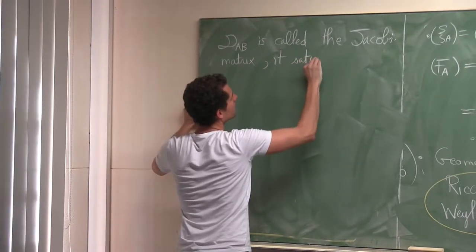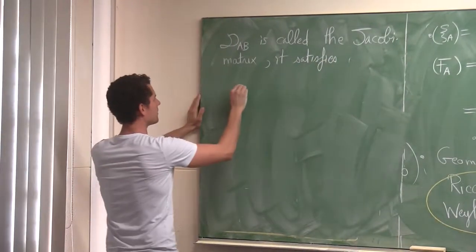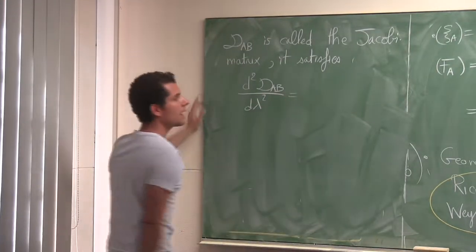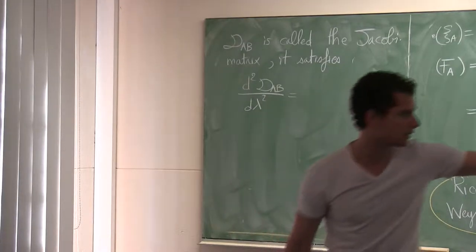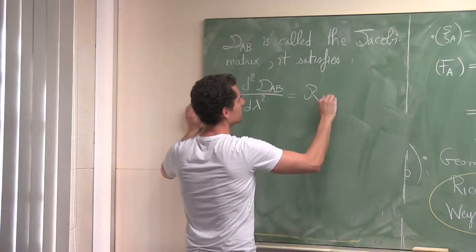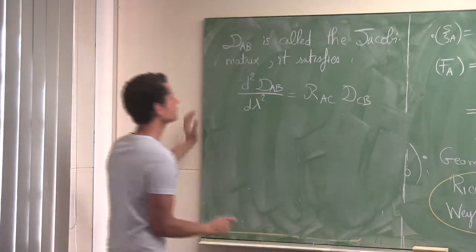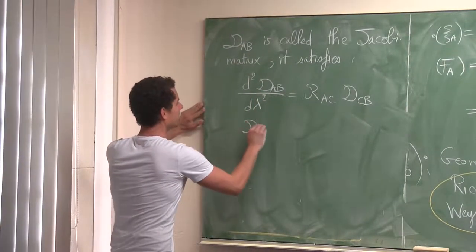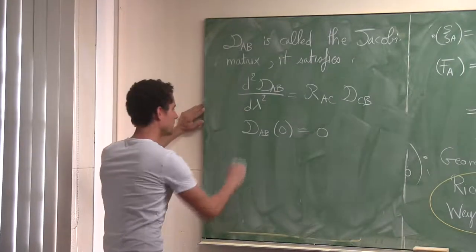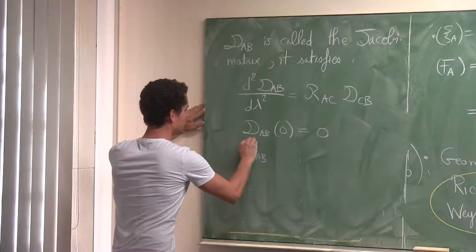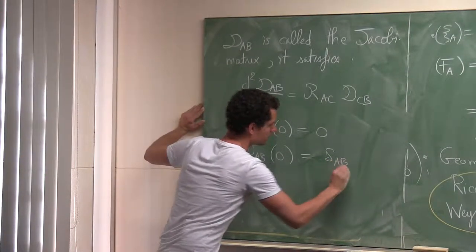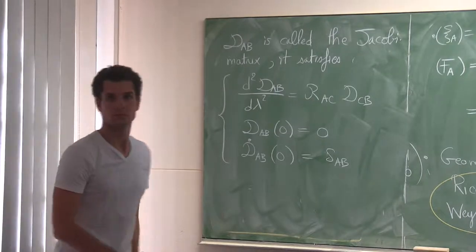It satisfies the following system of equations. First, it satisfies the same differential equation as psi, of course, as you can show just by taking the second derivative of this definition. So we have d²T^A_C/dλ² = R^A_B T^B_C. By definition as well, at the observer it is zero, and its first derivative with respect to lambda at zero is just the identity matrix.